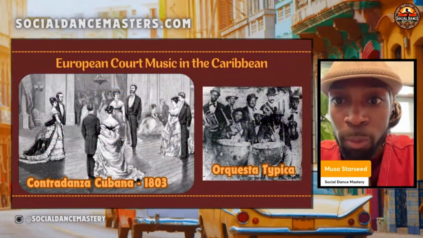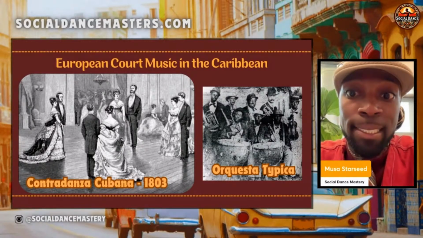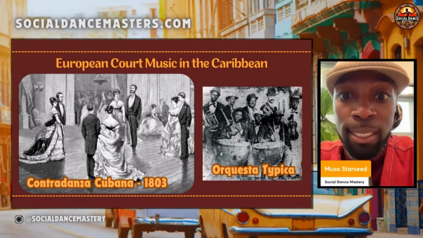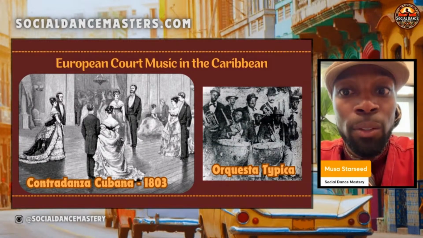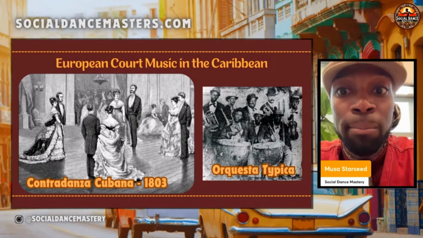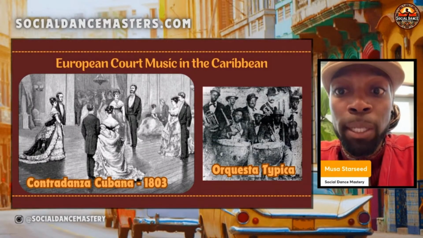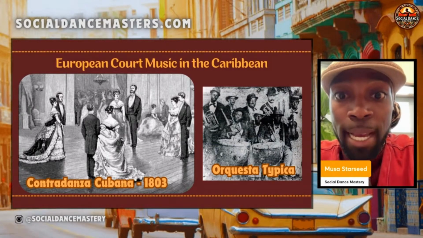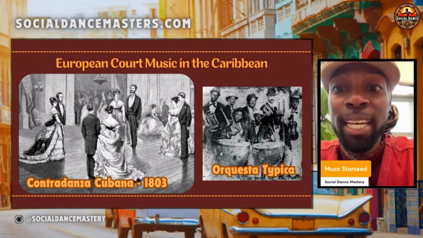It's very formal in nature. It was the European court dance at the time. But if you can see, the people playing the music a lot of the times were either black or mulatto. They were either mixed or they were black, and they would play in the ensembles called orquestas típicas.